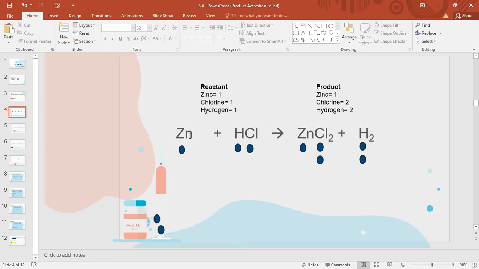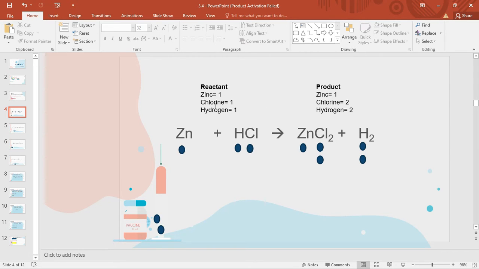Zinc is a metal. Like I said, metal you must see first. Now zinc is already balanced. Already one zinc, one zinc. So we no need to disturb it. Now we look at the non-metal, like chlorine, Cl2, Cl.